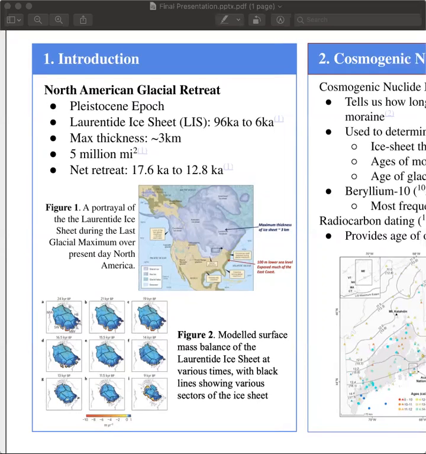Net retreat of the Laurentide ice sheet occurred around 17,600 to 12,800 years ago. It's important to note that the glacial retreat was asymmetrical, where the southern and western margins retreated much more rapidly than those in the north and especially the east.